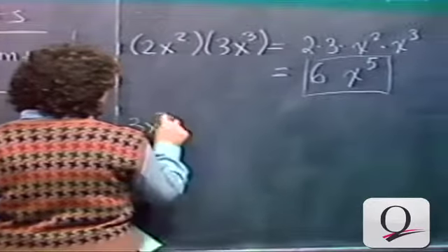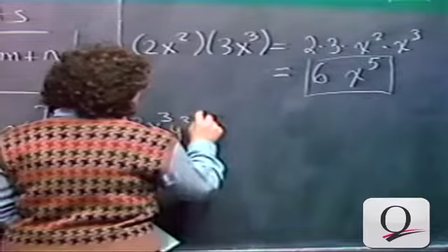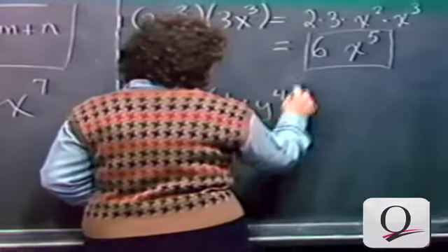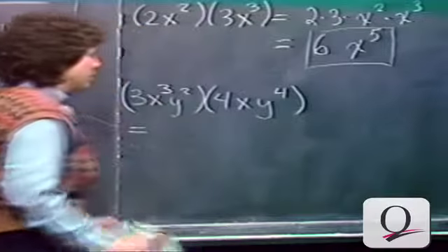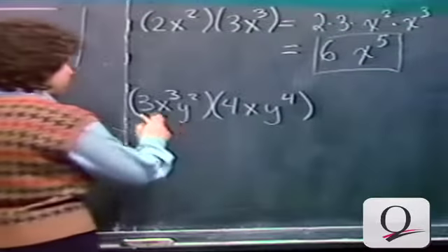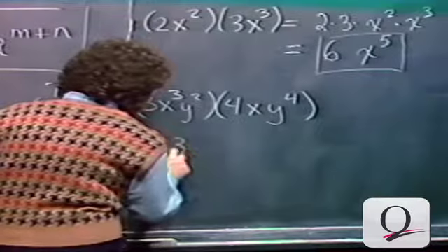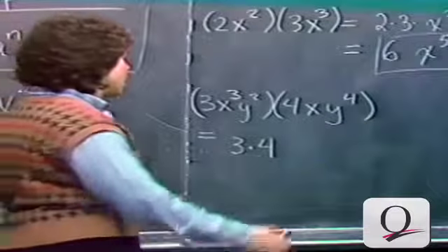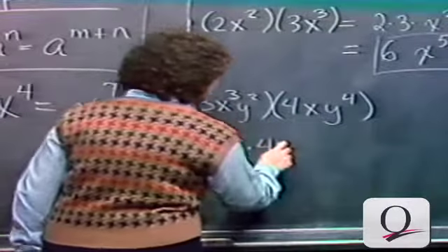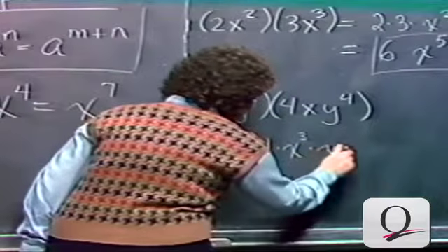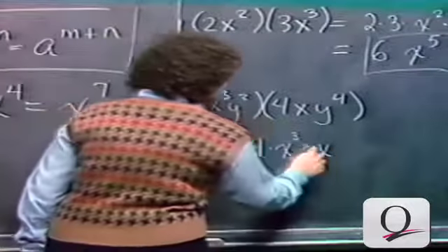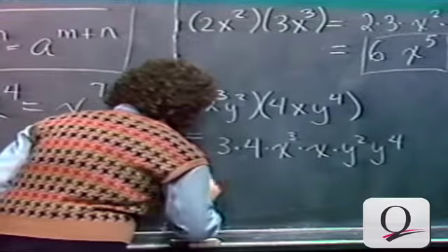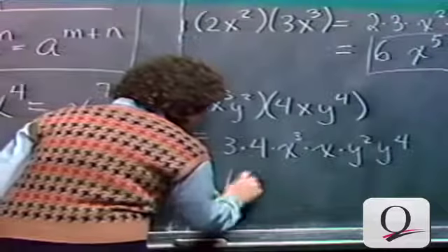How about 3x cubed y squared times 4x y to the 4th? All right, we're going to first write the constants, 3 times 4. We're rearranging the multiplication. Now I'm going to write the variables. Usually I write the variables in alphabetical order. So I'll have the x cubed and the x term, and the y squared and the y to the 4th factors. So we have 3 times 4, that's 12.